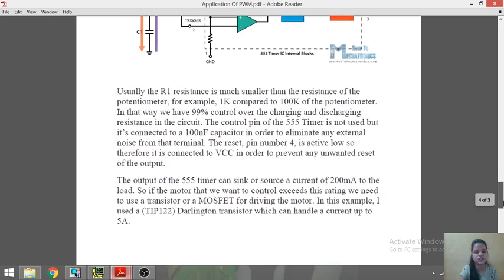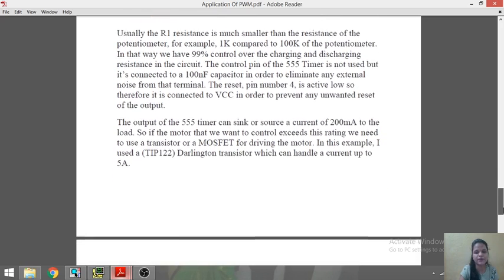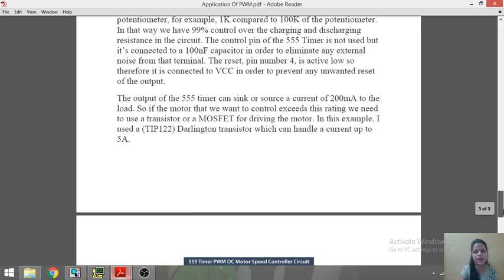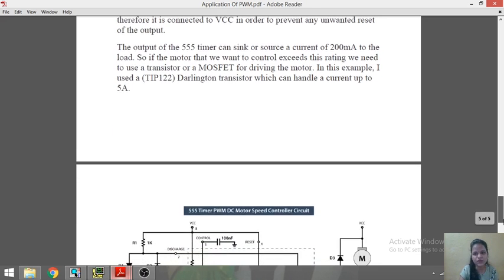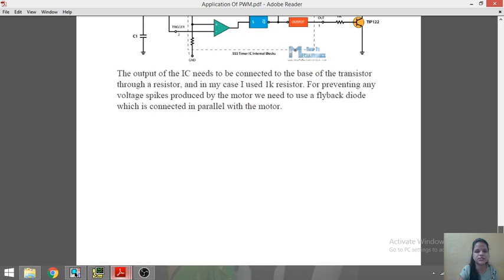So here you can see that the output of the 555 timer can sink or source a current of 200 milliampere to the load. So if the motor that we want to control exceeds the rating, we need to use a transistor or a MOSFET to drive the motor. For example, use a TIP121 Darlington pair which can handle a current up to 5 ampere. Here is the circuit of that.